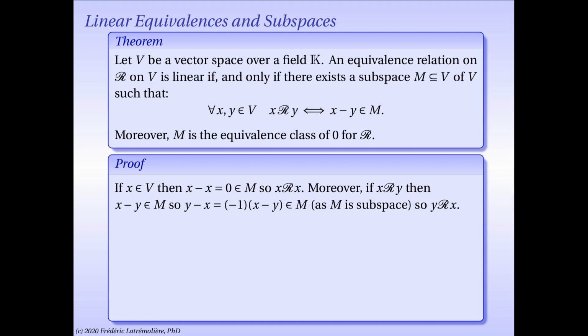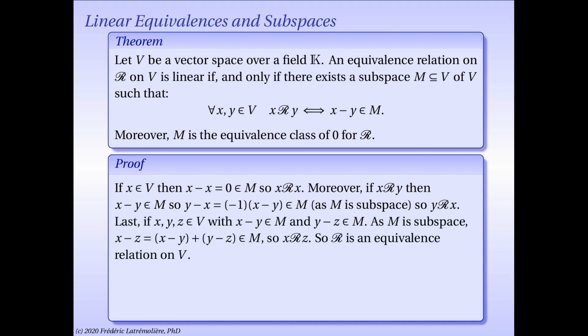Remains to show that our relation is also transitive. So we take three vectors of V, x, y, and z, with x minus y in M and y minus z in M, which means, in other words, with x related to y and y related to z. As M is a subspace, of course, we have that the sum of any two vectors of M is still a vector of M, so x minus z in particular, which is x minus y plus y minus z, is a vector of M. So x is related to z. And so we have shown that our relation is indeed an equivalence relation.